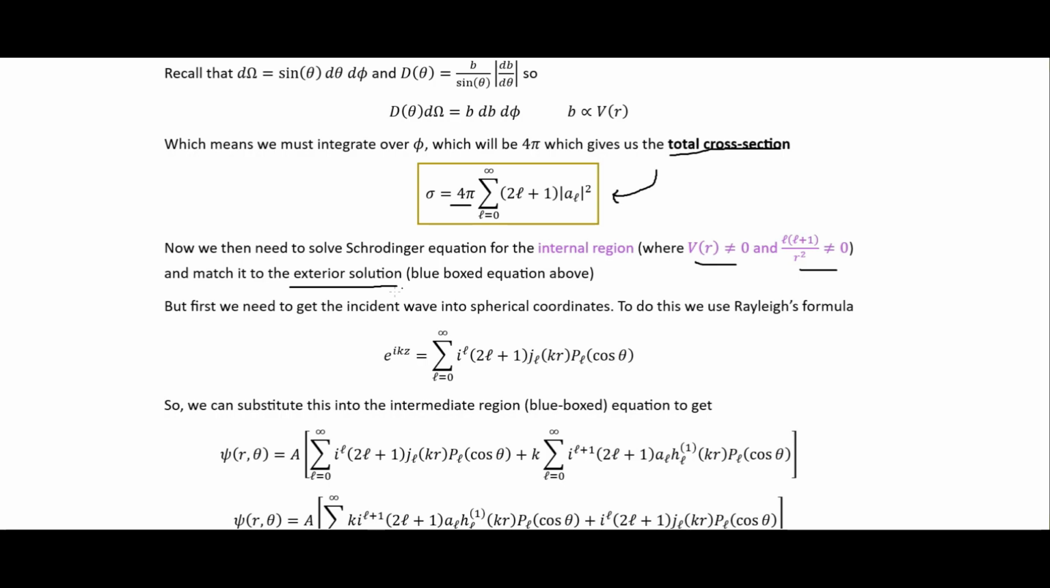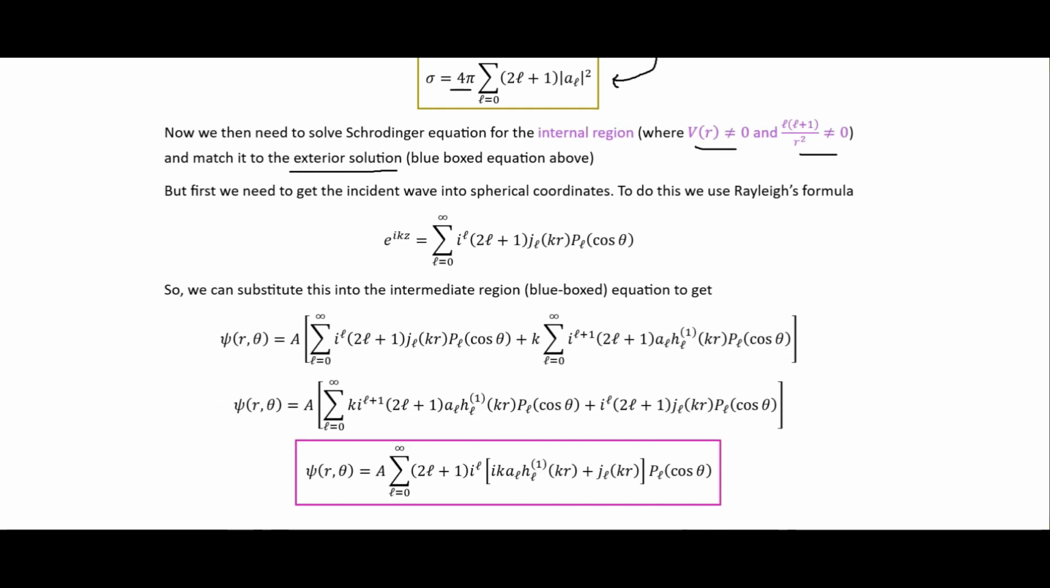So that is the exterior solution that we were doing above, so exterior to the potential. But as I mentioned in the previous video, we still have the incoming wave here being in Cartesian coordinates, where for everything else we were using spherical coordinates. So to get this into spherical coordinates, we can use Rayleigh's formula. And so we just have our e to the ikz being equal to this right here, where once again we have our associated Legendre polynomials and then our spherical Bessel functions here.